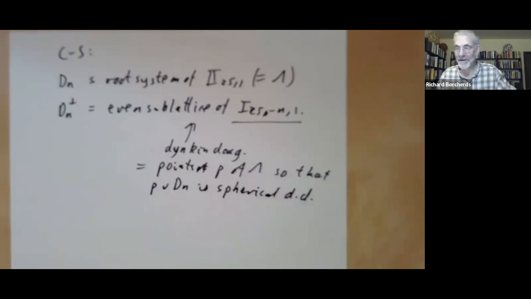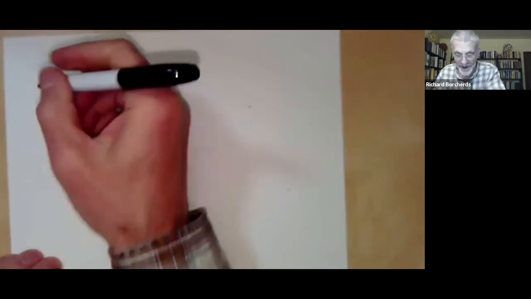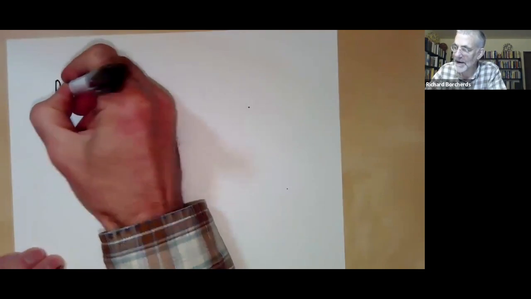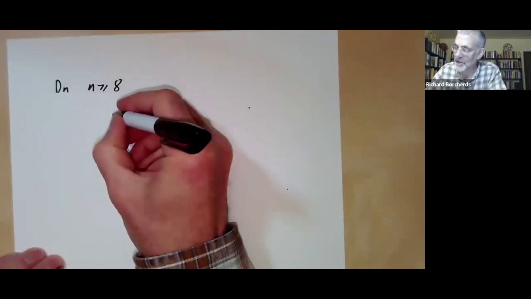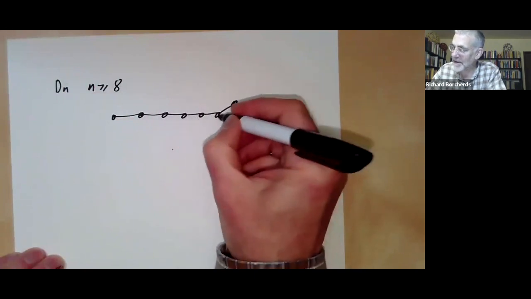So let's see how this works. Suppose you take, let's take Dn for n greater than or equal to 8. So here we have 1, 2, 3, 4, 5, 6, 7, 8.